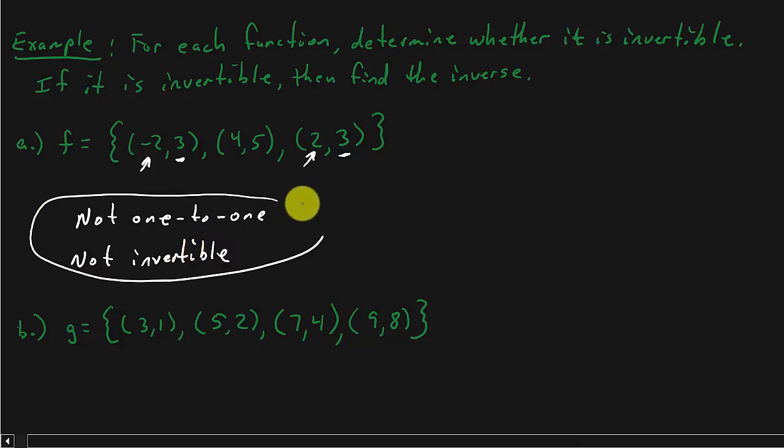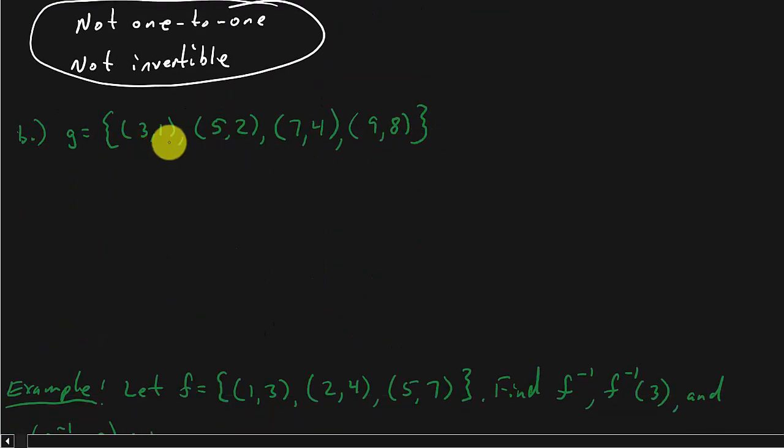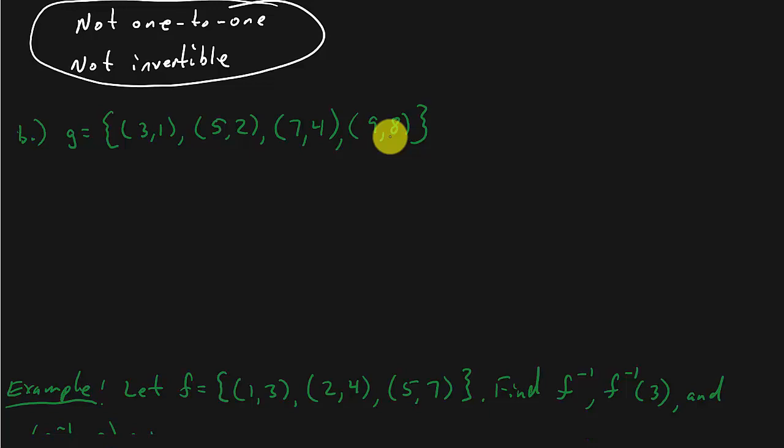Okay, it's not one-to-one, so it's not invertible. All right, so let's look at this one. Is this one one-to-one? Well, you can see I don't have the same y-coordinate anywhere. So that means it's invertible. It's one-to-one, so we can find the inverse.